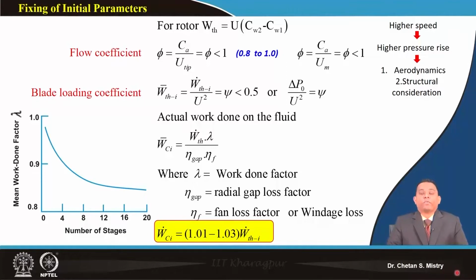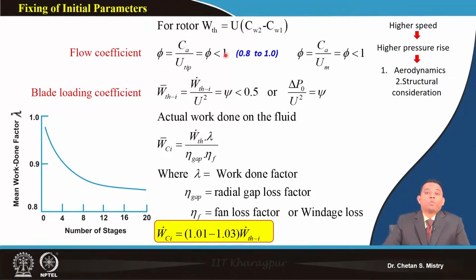For our rotor, the work done is defined based on the fundamental Euler's equation. Today let me introduce a very important parameter, the flow coefficient. This flow coefficient is a velocity ratio, given by axial velocity divided by peripheral speed at the tip, and it needs to be less than 1.